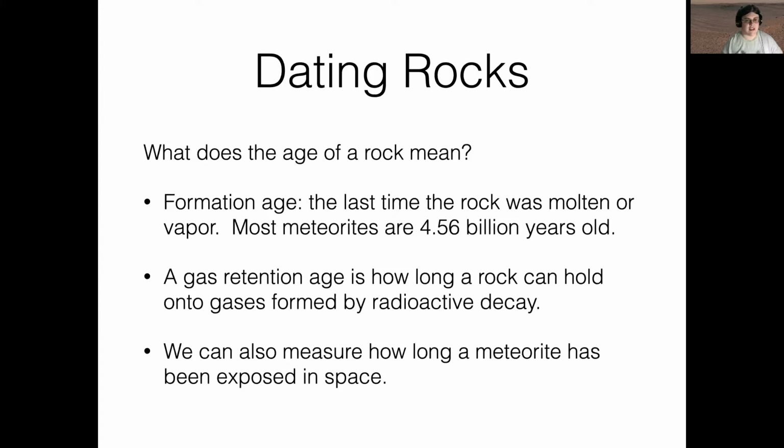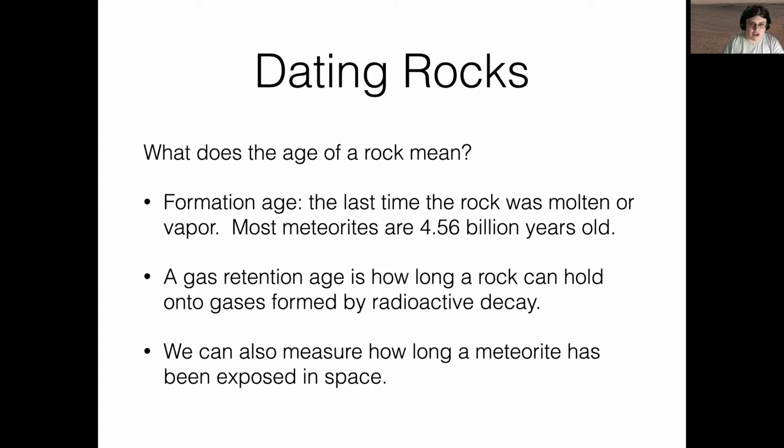The second is what's called a gas retention age, which is if the rock has some gas in it from, let's say, radioactive decay, how long will the rock hold onto the gas? And if we need that gas to estimate the rock's age using radioactive decay, knowing how long the rock will hold the gas is going to set a limit on how old the rock is.